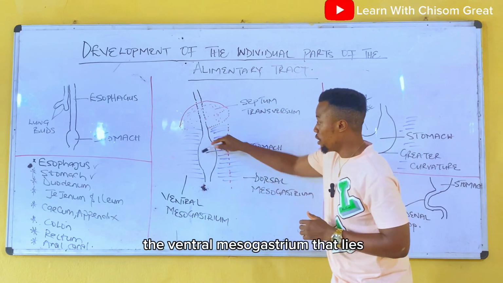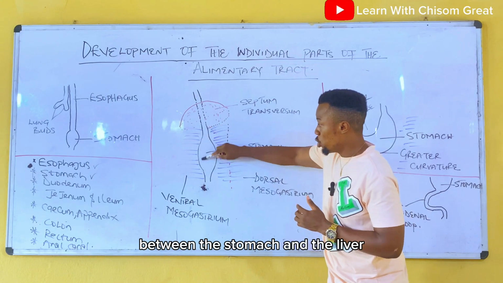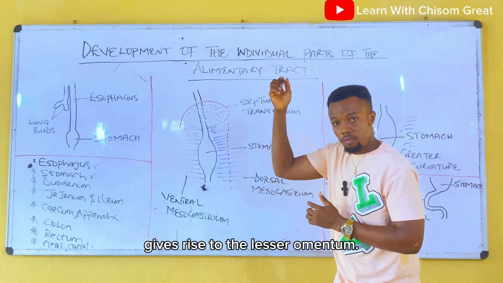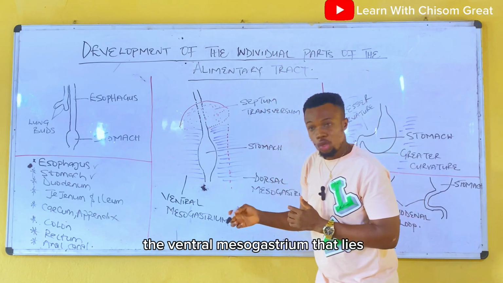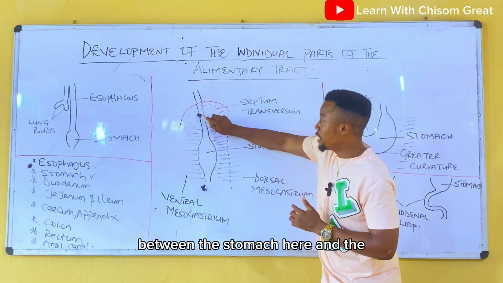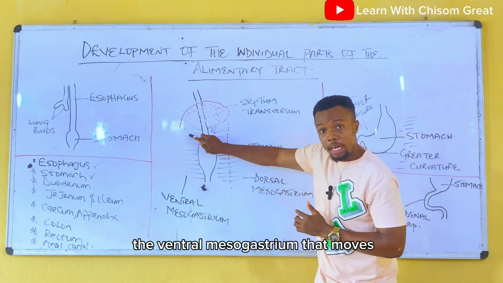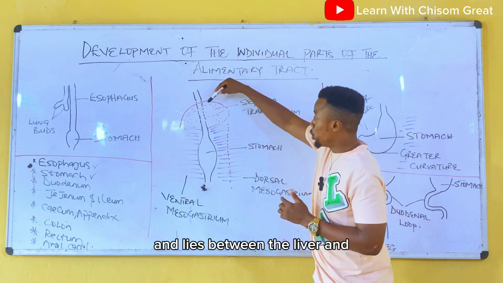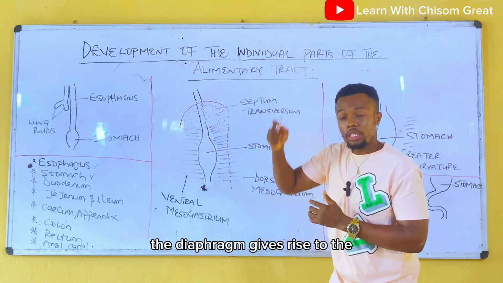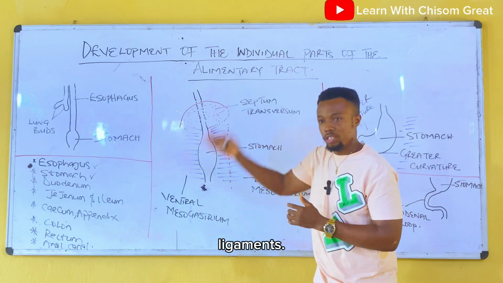So the ventral mesogastrium that lies between the stomach and the liver gave rise to the lesser omentum. While the ventral mesogastrium that moves and lies between the liver and the diaphragm gave rise to the falciform ligament and also the coronary ligaments.